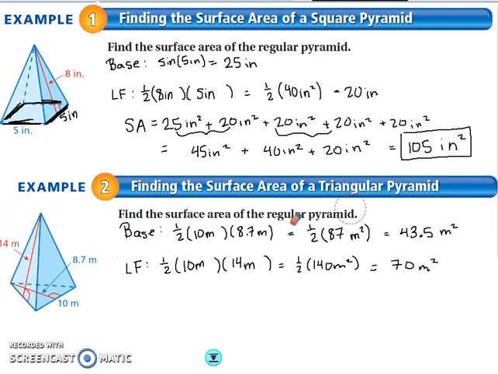Now to determine the total surface area of this figure, I need to add the base with all of the lateral faces. There's only one triangle forming my base, and that is 43.5 square meters. Then around that base, I have 3 triangles forming the walls, so 3 lateral faces, which means I need to add on that 70 square meters 3 times.